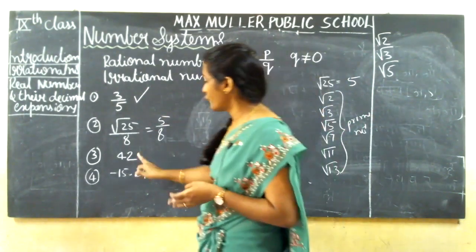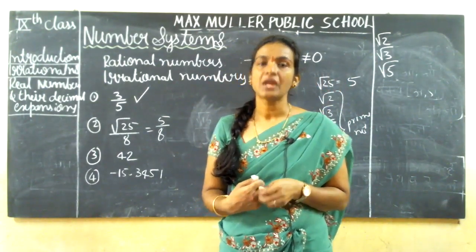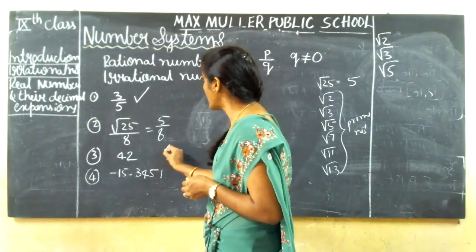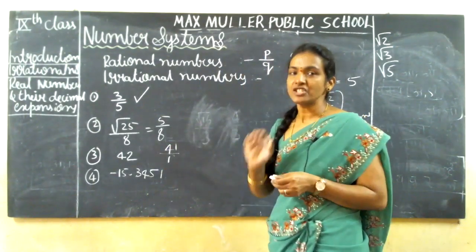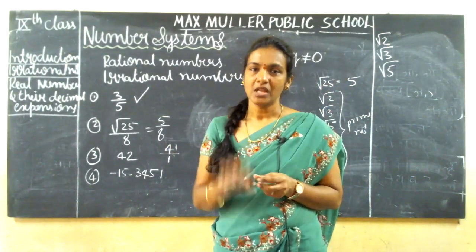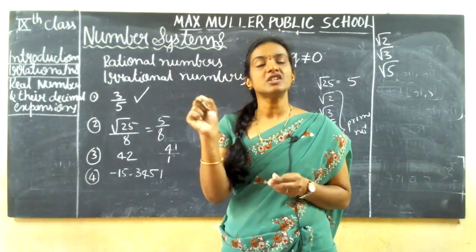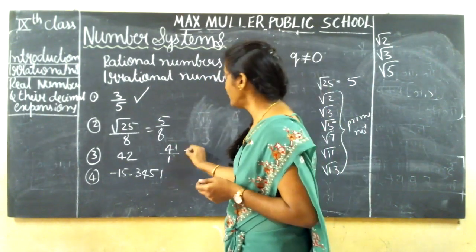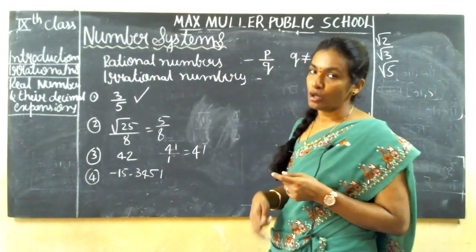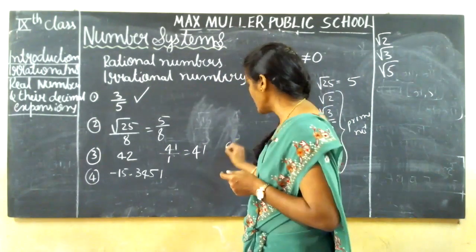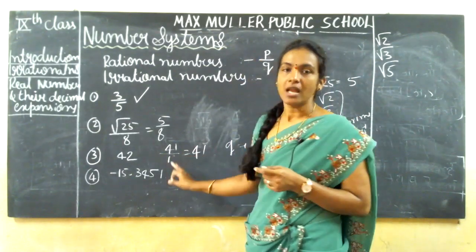And tell me, what about this 42? Is 42 a rational or irrational number? Yes, 42 is also a rational number. How do you say this? As I told you, if I write 1 in the denominator place, there is no change in the value. In the numerator, I am just going to keep the 41 as it is, and I have written 1 in the denominator place, so there is no change in the value. You can write this in the form of p by q also, and you all know that q is not equal to 0 here. Q is equal to 1 here. Isn't it? So this is also a rational number.